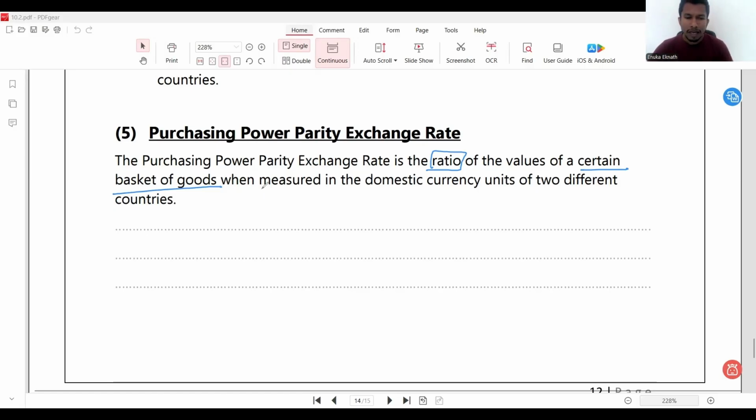Selected sample of goods when measured in domestic currency units of two different countries.